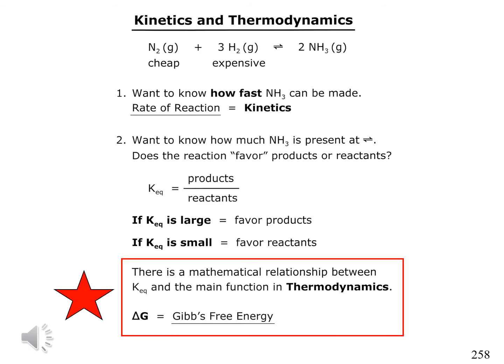The reason why thermodynamics is considered to involve the KEQ, or the position of equilibrium, is because there's a mathematical relationship between delta G, which is the main function in thermo. It's called Gibbs free energy, and that's related to the equilibrium constant. We're going to look at the equation later.